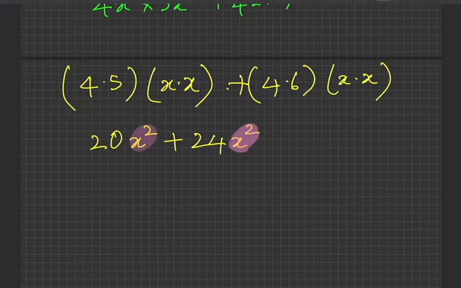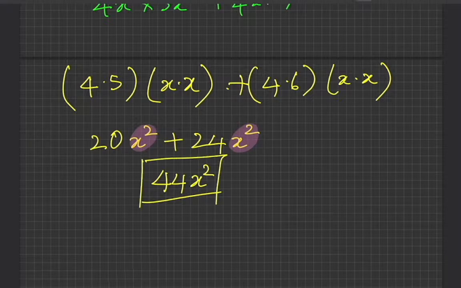Remember, like terms have the same variables and, I should say, they should have the same exponents. So both are x squared, so both are like terms. So 20 plus 24 is 44x squared, which is the answer. Got it?